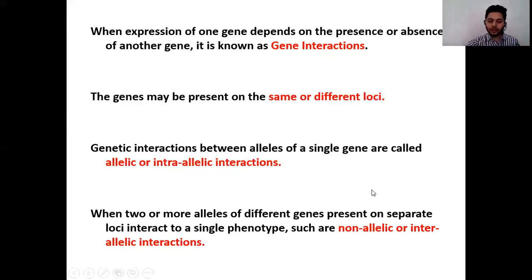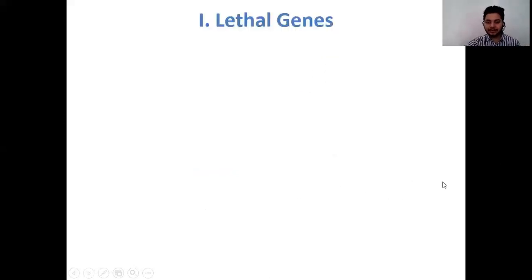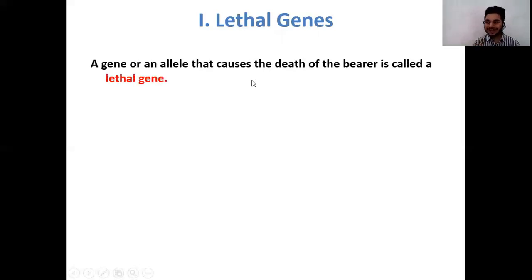So let us go through the different types of gene interactions taking place. The first of them that we are going to study is the lethal genes. What do you mean by lethal genes? The word lethal means fatal or detrimental. A gene or an allele whose mere presence is going to cause the death of the possessor is called a lethal gene. So an individual who harbors such a lethal gene is going to undergo death.